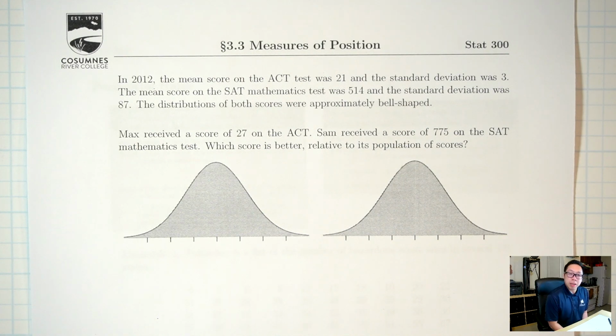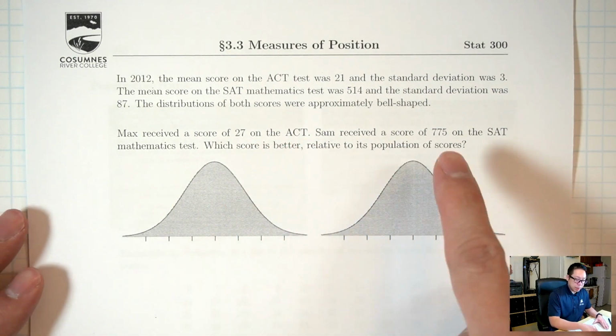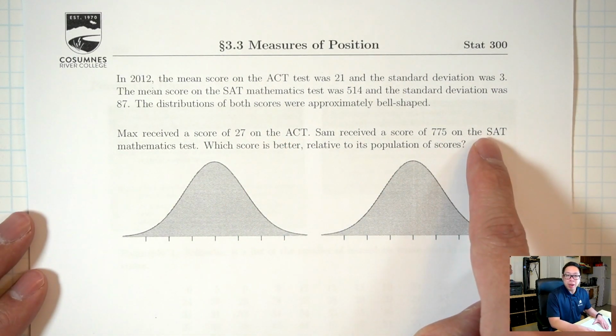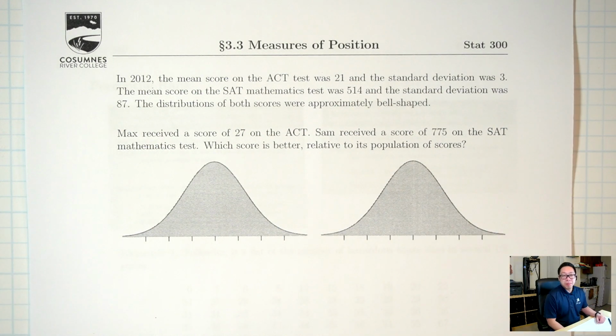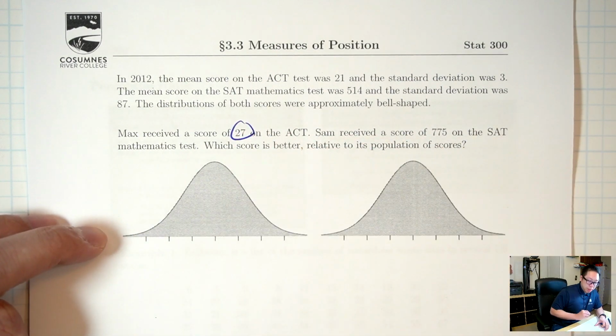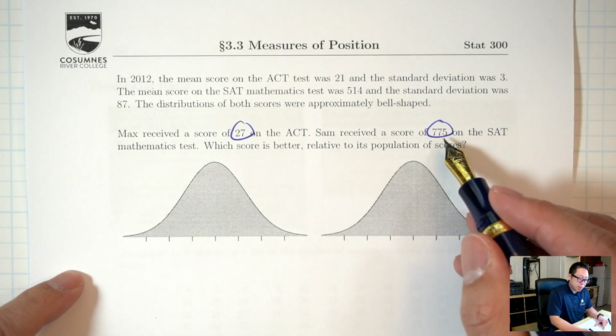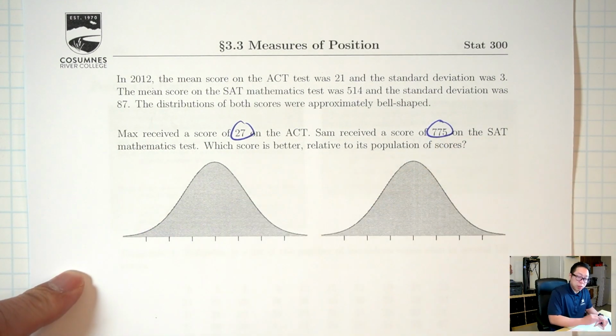Let's jump into this example. The situation here is Max got a 27 on the ACT, and Sam got a 775 on the SAT Math. And the question is, who did better? 27 on the ACT versus 775 on the SAT Math. Can you just say that 775 is better because it's bigger than 27?